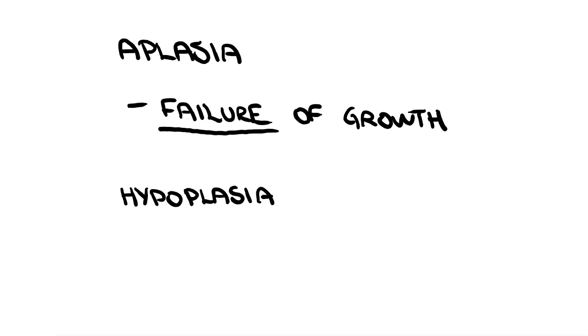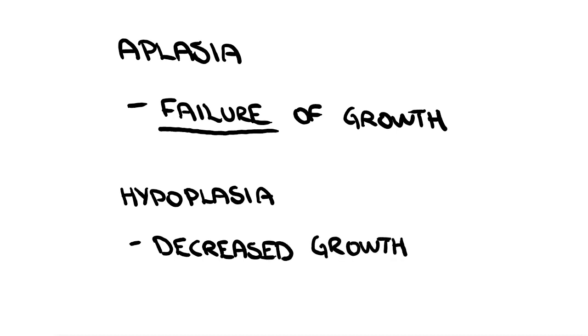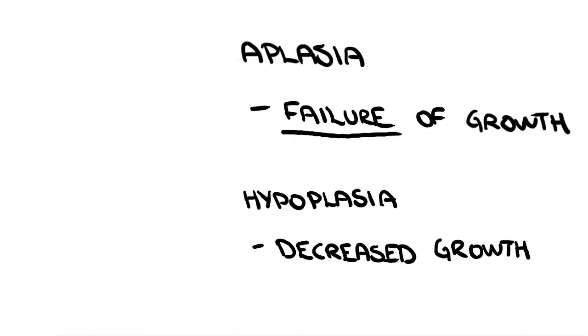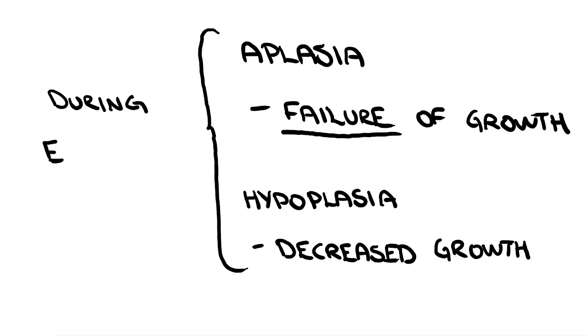Hypoplasia is a decrease in growth, however present, during embryogenesis. An example of this is streak ovary in Turner syndrome. Now these ovaries don't develop normally. They're relatively small and usually caused by genetic problems.